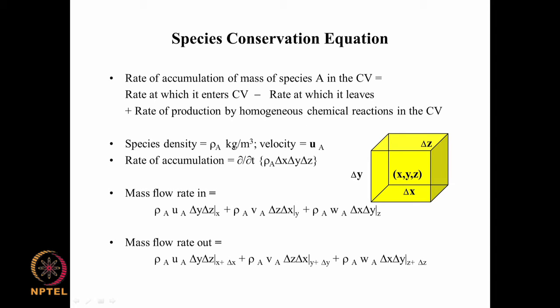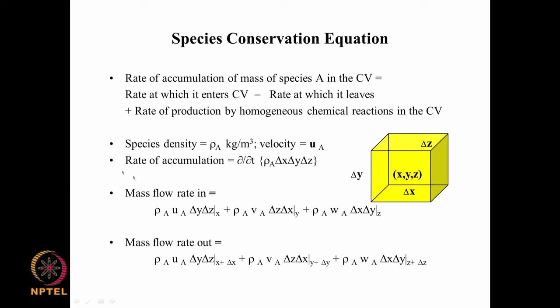Okay. So, now let us define, just like we have done for a fluid, a species density rho A in terms of kilogram per meter cubed, and we can also define a velocity u, which is a vector, of species A. Therefore, we can consider the flow rate of species A through a particular face to be rho A times u A dotted with the area vector of that particular surface. And we also keep in mind that we have chosen the surfaces of this cubical box to be aligned in the coordinate directions.